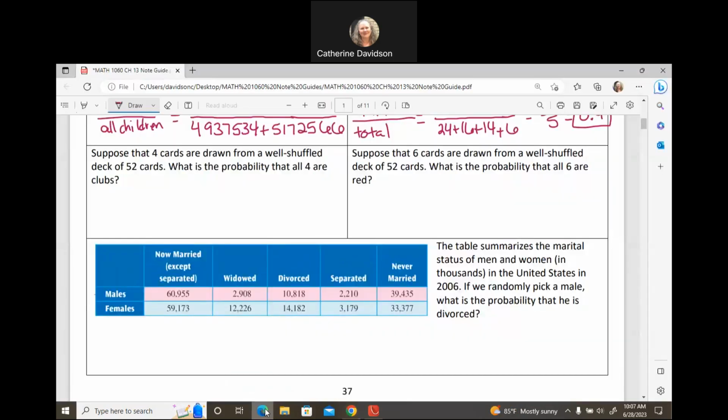Suppose that 4 cards are drawn from a well-shuffled deck of 52 cards. What is the probability that all 4 cards are clubs? So the probability of 4 clubs. And we are going to multiply these.